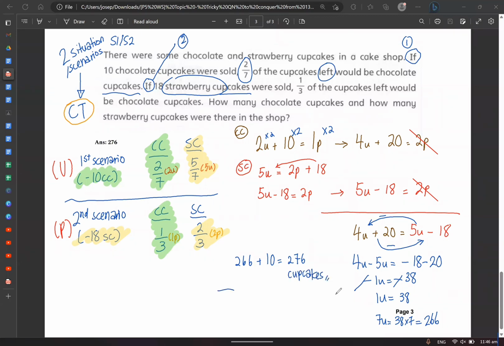But if you say, hey, Teacher Joseph, can I use the second scenario? Possible too, but I won't encourage you to, because our 1 unit, or our Mr. Green Man, is in units, not in parts. So that's how you do a question like this.